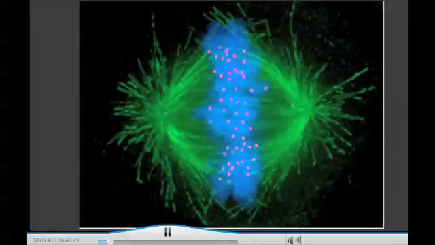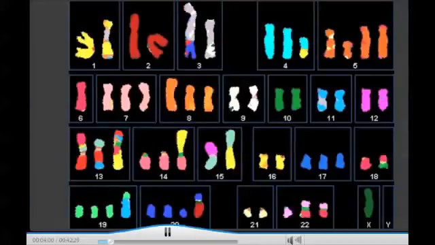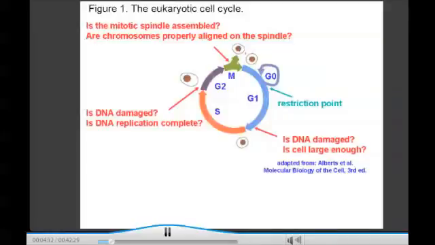Here's an illustration of what happens every time a cell divides. 23 and 23 line up, and these little microtubules form what's called spindles, and they pull them apart. And this is happening all the time, billions of times every day in your body, and there can be problems. If you think of it as trapeze artists lined up across the middle, if they're not properly segregated, then you can get problems, and you can get this kind of thing where they're not distributing properly.